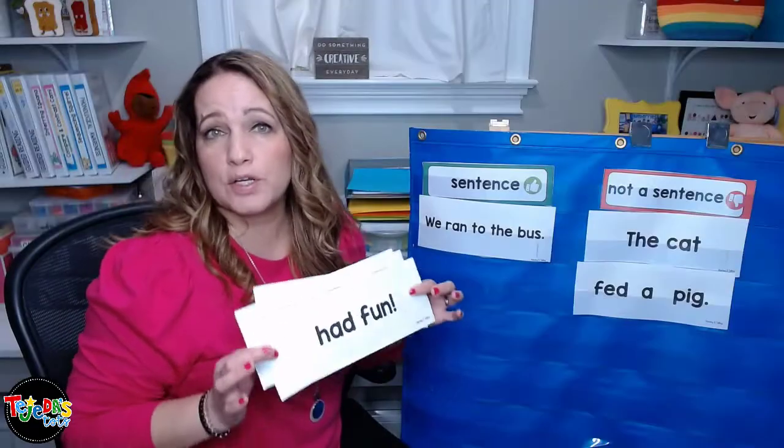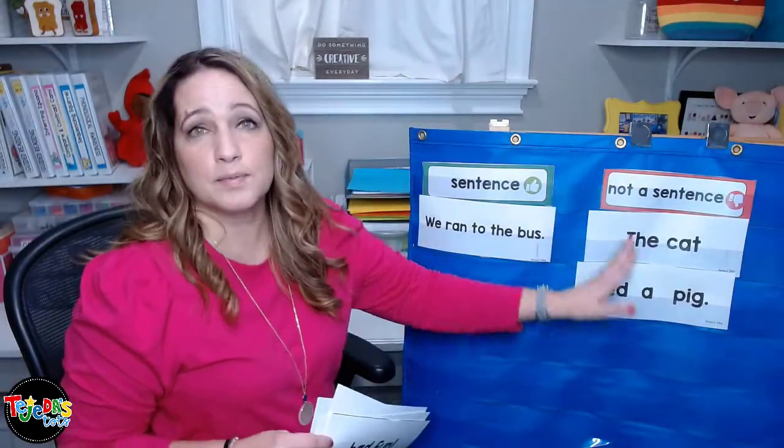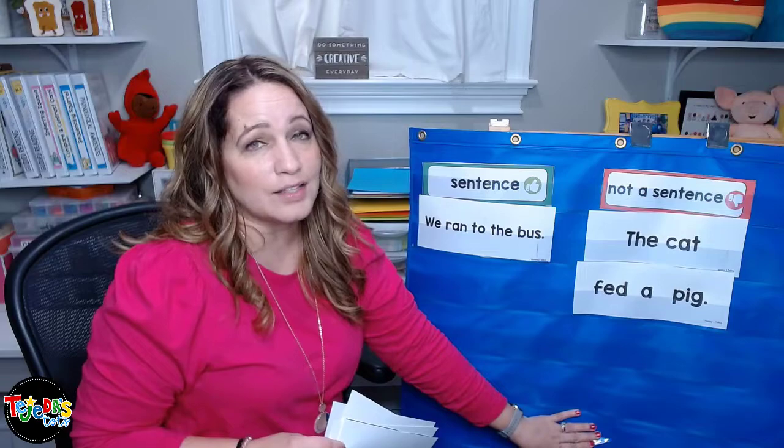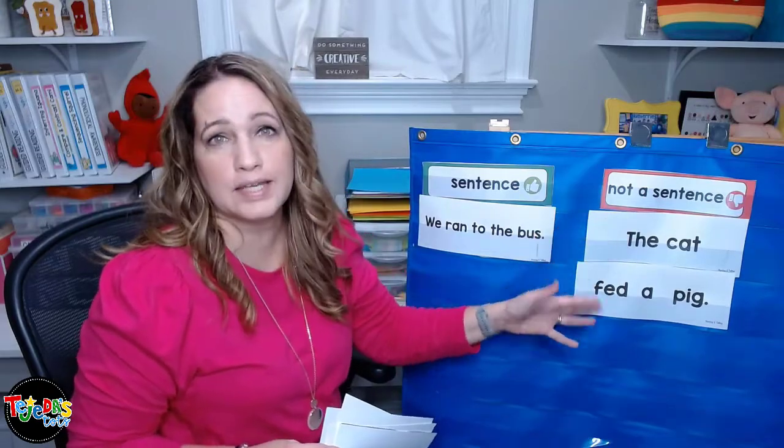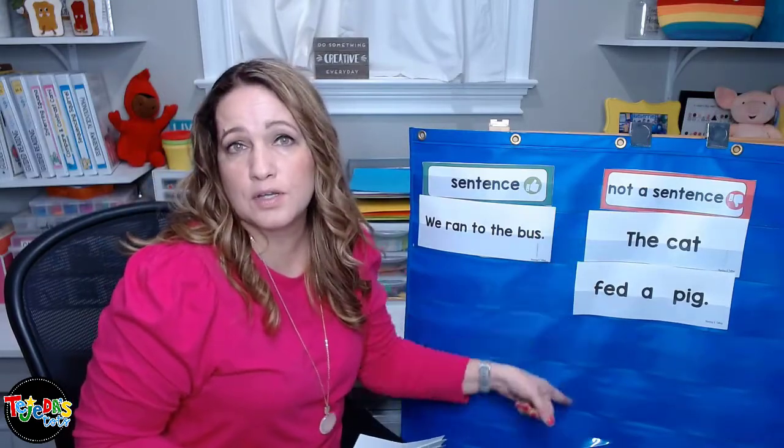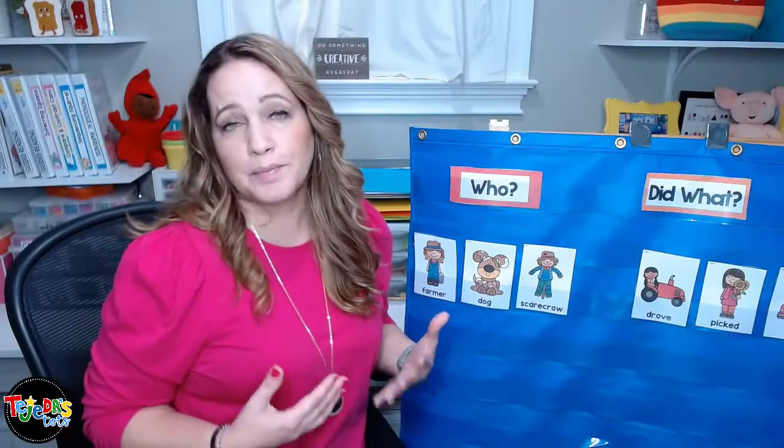And when we're done sorting all of the cards, then I'll ask them to take a look at the "not a sentence" column and let's talk about which part is missing and what words we can add to make those a complete sentence. Next, we're going to move on to building sentences.